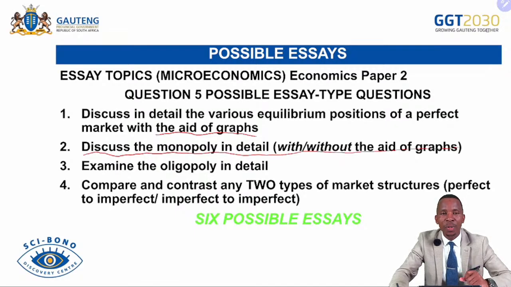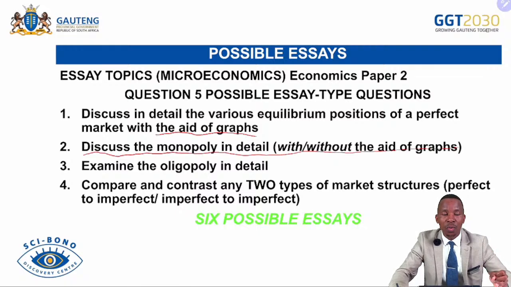So if you discuss without graphs, you might be given what you should be discussing across maybe characteristics. You'll never know. So be able to discuss monopoly based on the characteristics as well as the use of equilibrium positions, which can be economic profit, also economic loss.